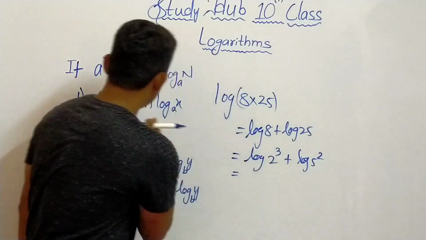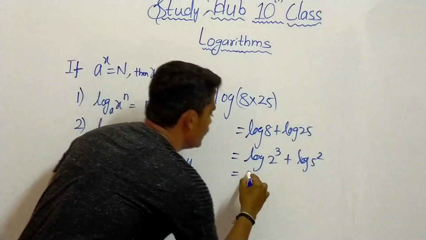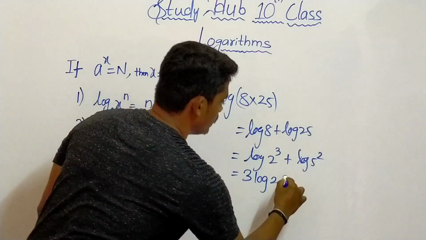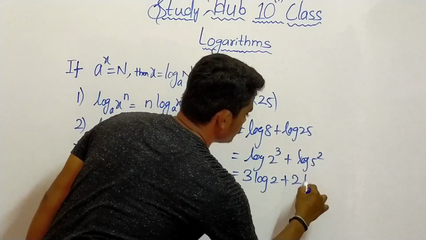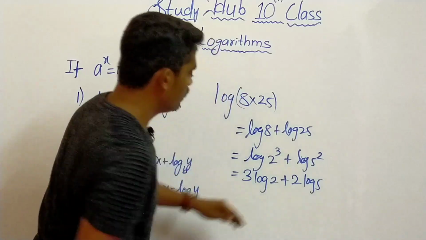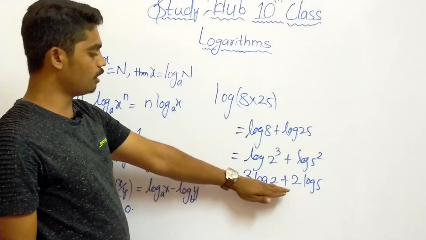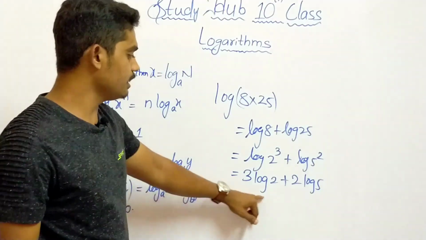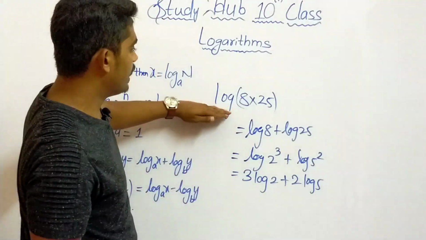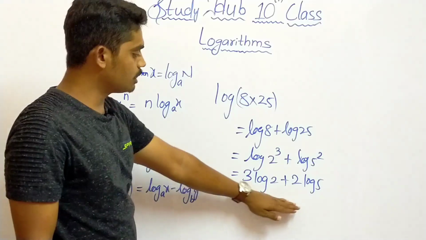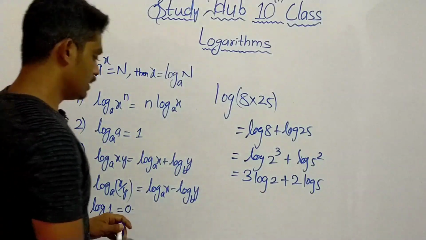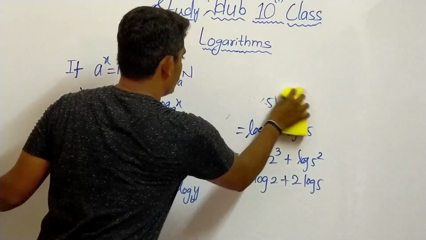So by using this, we can write 3 in the front as a multiple, 3 log 2, plus again this 2 comes in front, 2 log 5. We need to know the values of only log 2 and log 5, that is enough, and we multiply by 3 and by 2. The value of log of 8 into 25 can be solved easily by using the third rule and the second rule. Now let us see the other one.